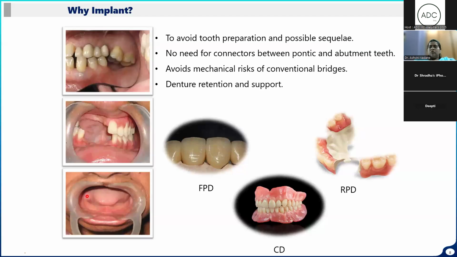Then second, there is no need of connectors between the pontic and abutment teeth. Like usually if we are going for RPD, FPD, at that time we will need this. So there is no need of abutment teeth or pontic in this. As well as it avoids the mechanical risk of conventional bridges, and it is helpful for denture retention and support. That's why we should go for the dental implant.